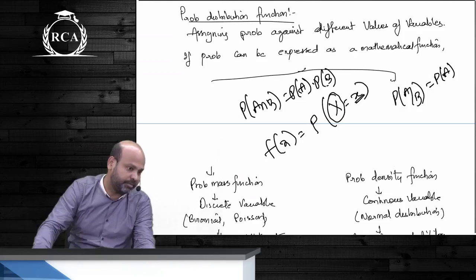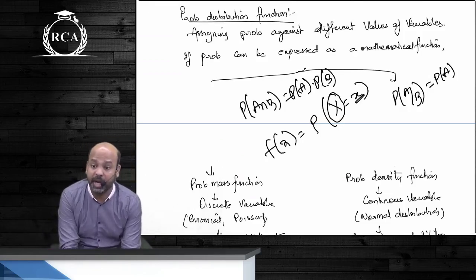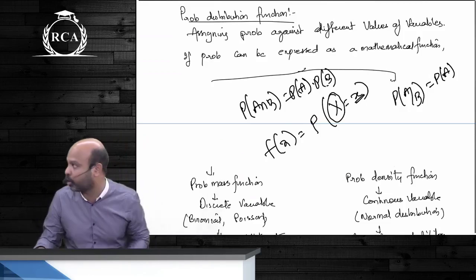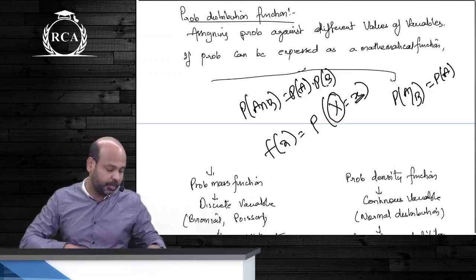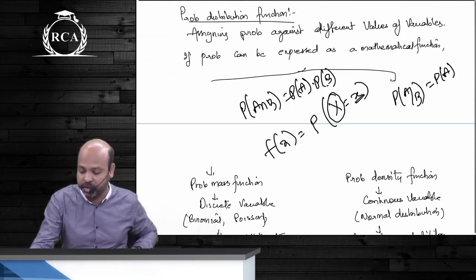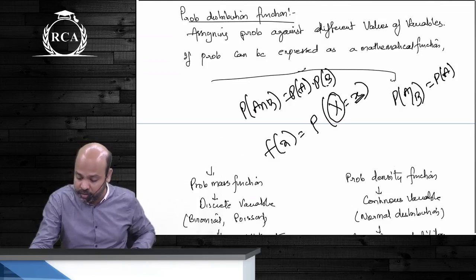If this probability function is in respect of a discrete variable, you call it a probability mass function. If it is in respect of a continuous variable, you will call it a probability density function. For probability mass function, probabilities are computed at different points of x. For probability density function, probabilities are computed for a range of values. Why do we compute for a range of values, guys?